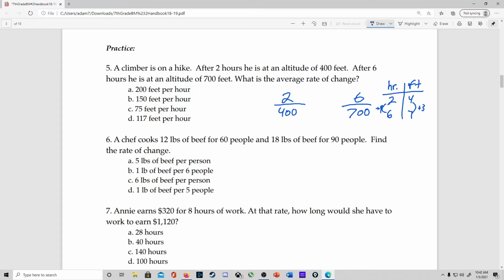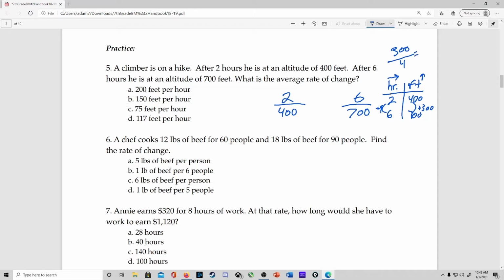Okay, so what would that tell us? We got going up 300 feet every 4 hours, right? So we know that our rate of change is 300 feet every 4 hours because we always do the rise over the run. Okay, and so then we could just simplify this down.